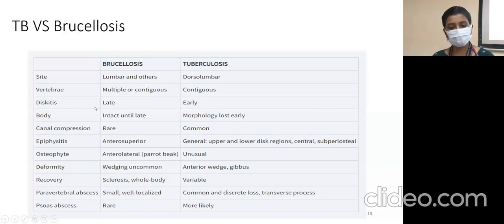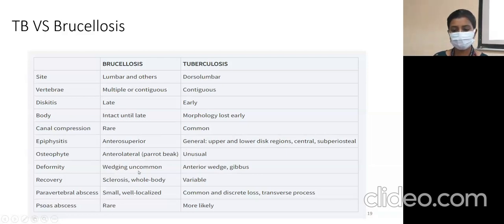In brucellosis, discitis is late, and in tuberculosis, it's early. The body of the vertebra is intact until late in brucellosis, but in tuberculosis, it's lost early. Canal compression is not common in brucellosis, whereas it's common in tuberculosis. Epiphysitis is present in the anterosuperior part of the vertebra, whereas in tuberculosis, the upper and lower disc region can be involved, in the central as well as subperiosteal region also. Osteophyte, an anterolateral parrot beak appearance, will be there. In tuberculosis, it is not common.